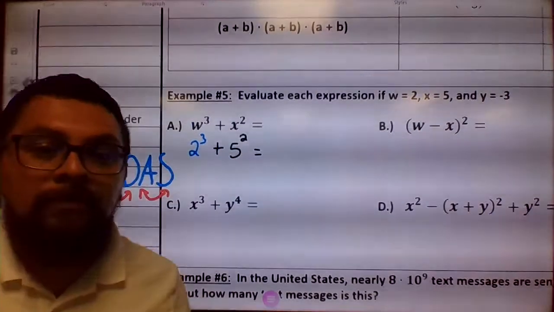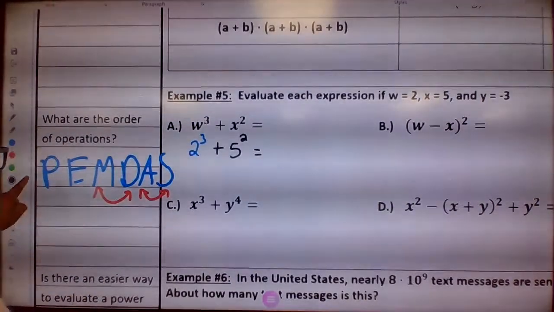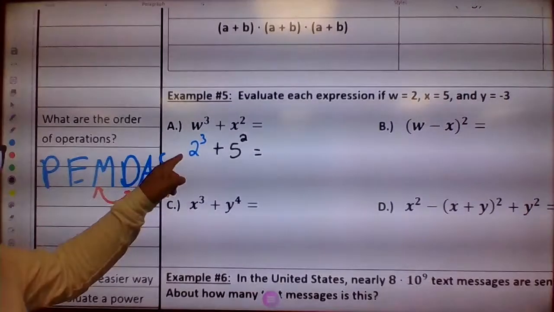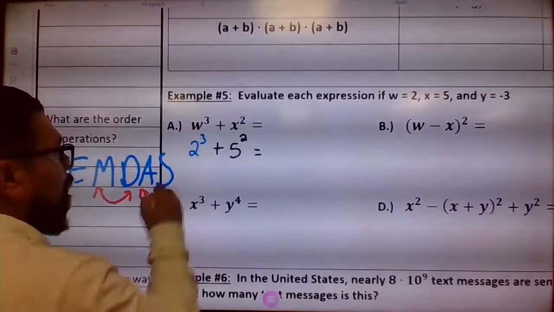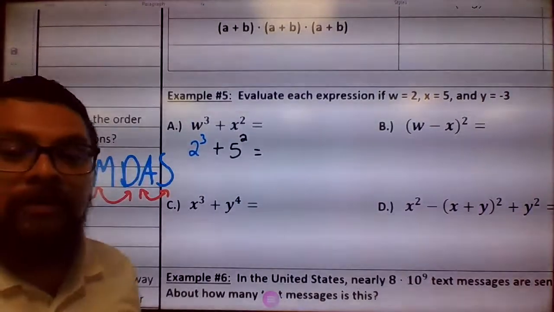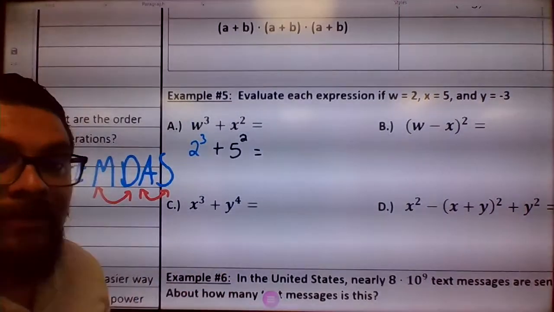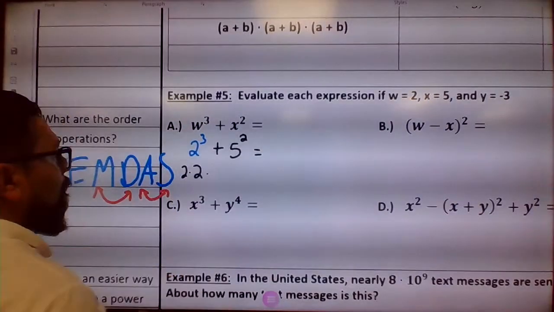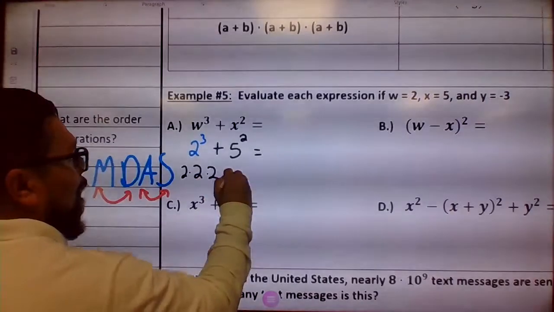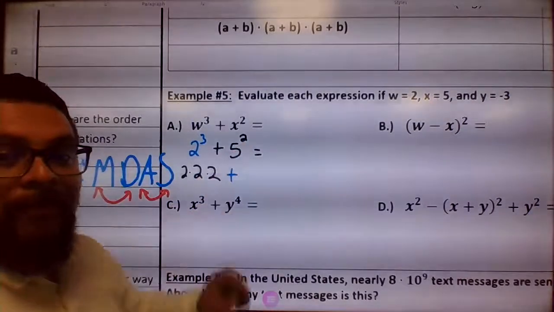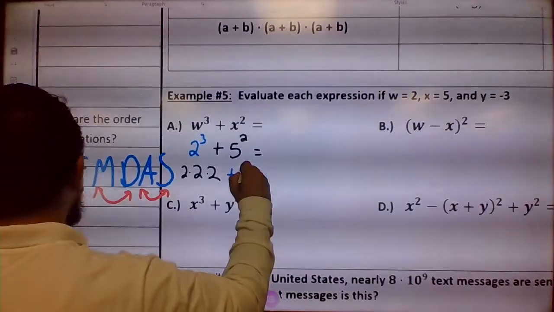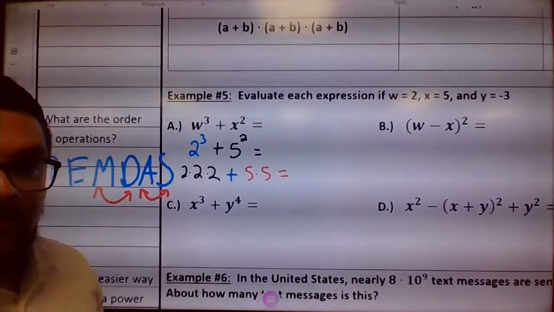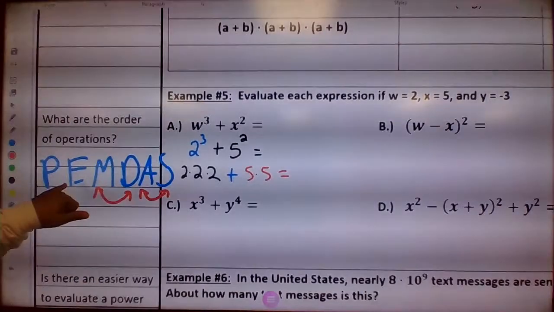And now we solve. Use PEMDAS. Is there parentheses? No. Is there an exponent? Yes, there is. So 2 to the third. What is 2 to the third? If you're not understanding this yet, you can expand it to help you. So this would be 2 times 2 times 2. And then plus, and then what is 5 squared? 5 squared is 5 times 5, right? Okay. So we solved the exponent.